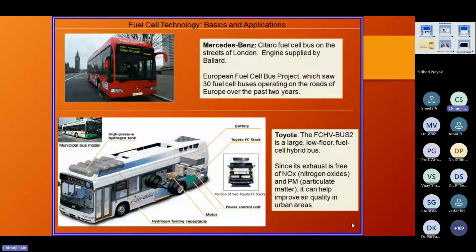In the lower part, that is FCHEV bus 2, you could see that the fuel cell stacks are embedded on the top floor of the bus, exactly on the rooftop, and a high pressure hydrogen tank has been incorporated to provide adequate fuel for the propulsion power, where the electromechanical energy conversion takes place. And you could see the Toyota FCB bus 2 is a large low floor fuel cell hybrid bus technology, where the battery is there, the fuel cell stack is there, the power control unit is there, and definitely an electric motor must be connected inside the powertrain, which is solely responsible for the electromechanical energy conversion process.